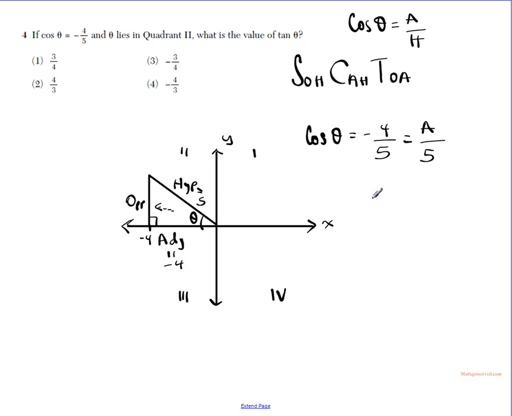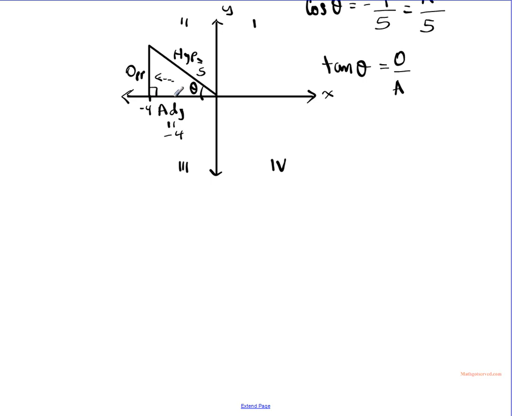The question asked us for tan theta. So in TOA, what does TOA mean? I know CA means adjacent over hypotenuse. TOA, tan theta is what? Opposite over adjacent. So tan theta is simply going to be my opposite over my adjacent. I already know my adjacent is negative 4. What is my opposite? Oh, we have to find it. So since we have a right triangle, we're going to use the Pythagorean theorem to find the missing side. So we're going to use a squared plus b squared equals c squared. These are the legs, the adjacent and the opposite, and this is the hypotenuse.